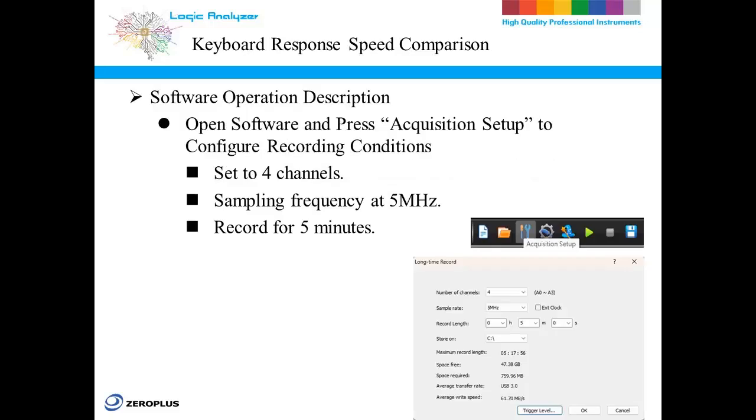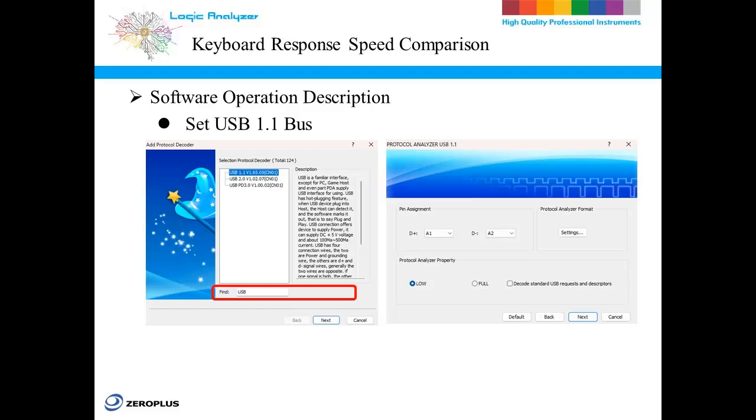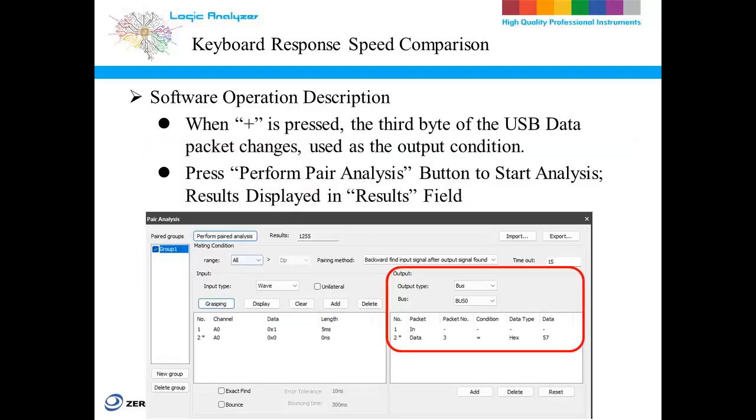Next is the software part. After opening the software, click on Acquisition Setup to set the recording conditions. Set it to 4 channels, with a sampling frequency of 5 MHz, and a recording time of 5 minutes. This ensures we gather enough data for analysis. Then, we need to set up the USB 1.1 bus in the software. This makes sure we can properly decode and capture the data. When we press the plus key, the third byte in the USB data packet will change, and we can use this as the output condition. Next, click the Perform Pair Analysis button to start the analysis. You'll then see the results displayed in the Results field, clearly showing that 1,255 key press states were recorded and analyzed this time.